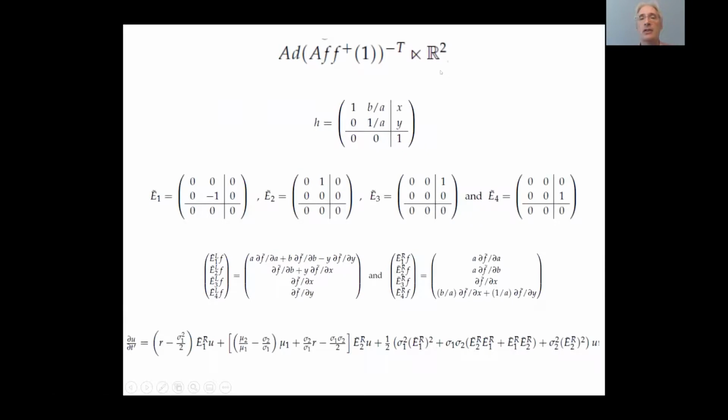Okay, so let's now look at the specific example of the cotangent bundle group for the ax plus b group. So this matrix right here is Ad inverse. X and Y are the Cartesian position in the Lie algebra identified with R2. These are our basis vectors for this Lie algebra of the cotangent bundle group. And these are the differential operators that we get.